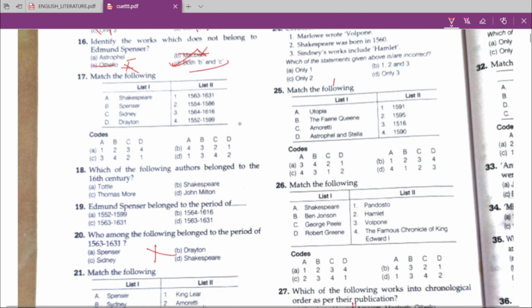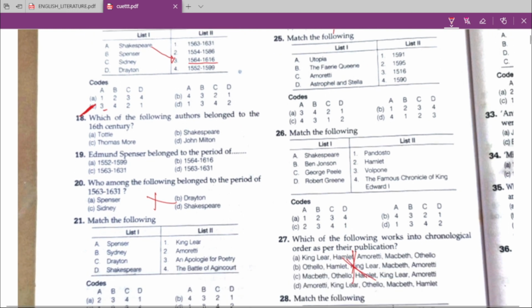Okay. Shakespeare, Spenser, Sidney, Drayton. Shakespeare was born in 1564 and died in 1616. One option is given here, A equals 3. So C is the right option. Shakespeare was born in 1564 and died in 1616.